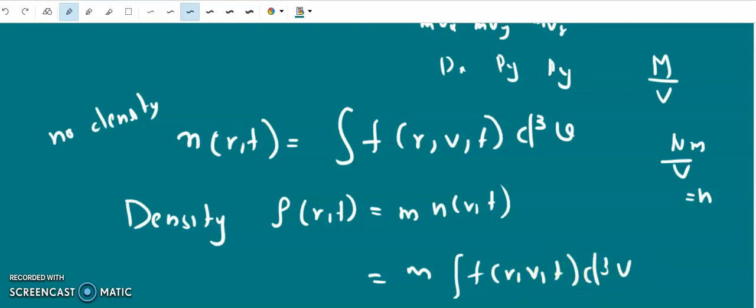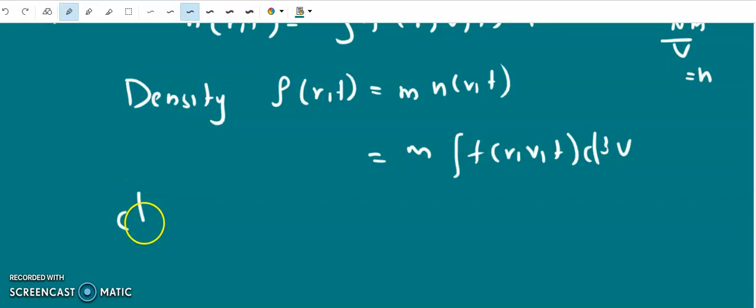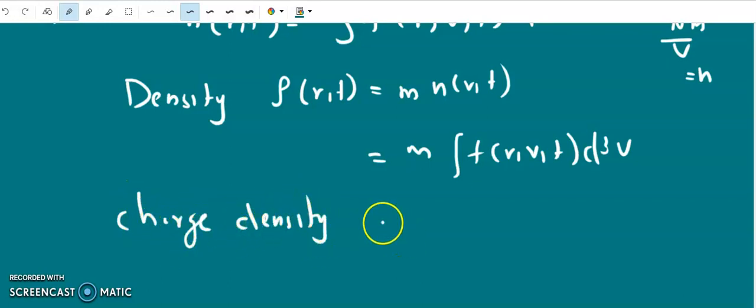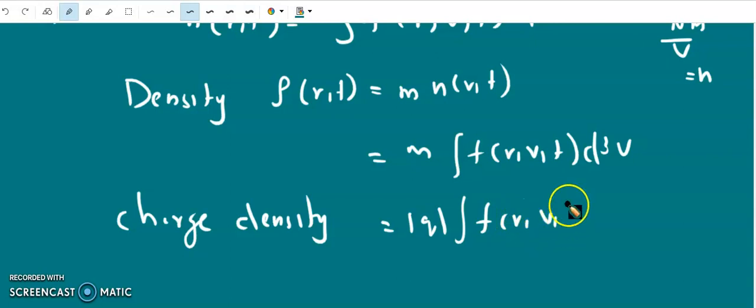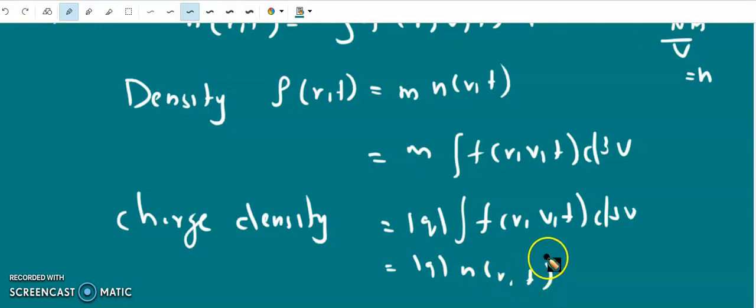Similarly, we also find the charge density. The charge density is the charge of a single particle times n of r, t, that is q times the integral of f of r, v, t d cube v. Okay, q into n of r, t. So this is how we find the number density and charge density.